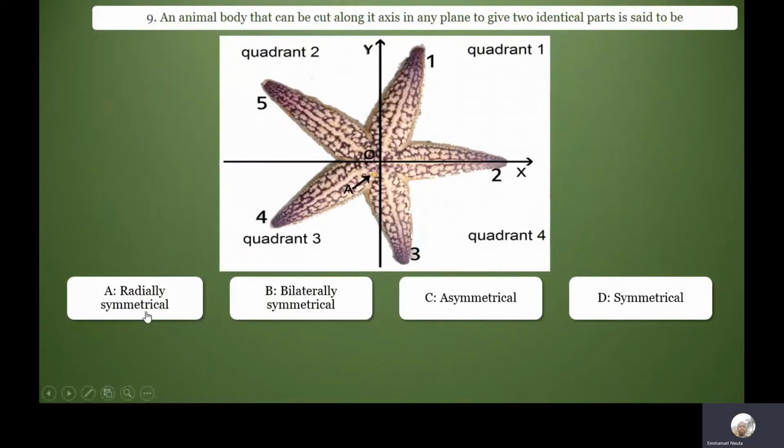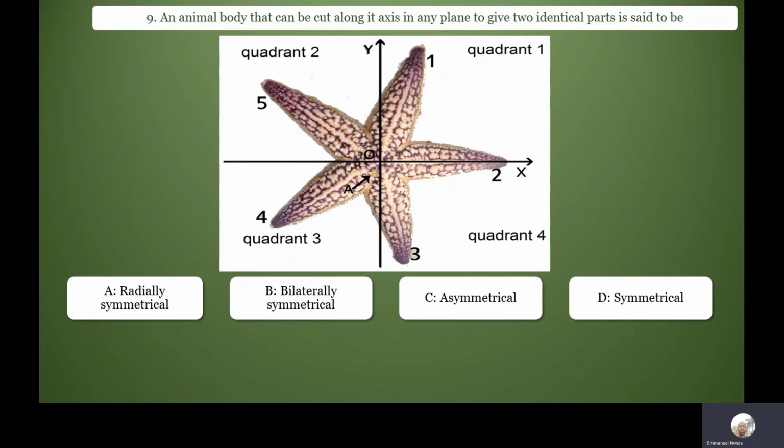An animal body that can be cut along its axis in any plane to give two identical parts is said to be radially symmetrical. So option A is the correct option. You can cut it in any plane and you will have similar halves. Like this starfish, you can cut it in any plane and you have similar halves. So you say the organism is radially symmetrical.